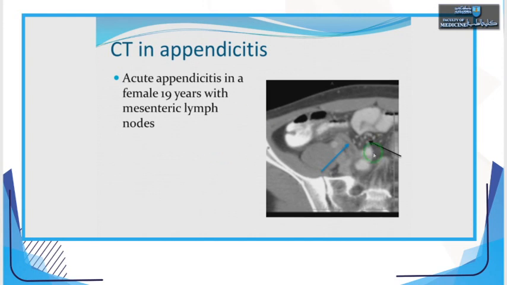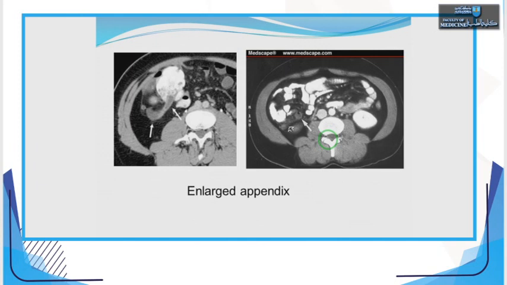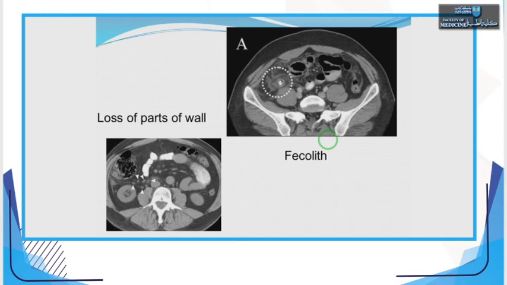This is a case of a 19-year-old female with thickened wall of the appendix with lymph nodes in its mesentery and stranding of the fat. This is a classical fecalith sign. Here we have loss of part of the wall of the appendix, and this means gangrene. Of course, you will find air outside the lumen.